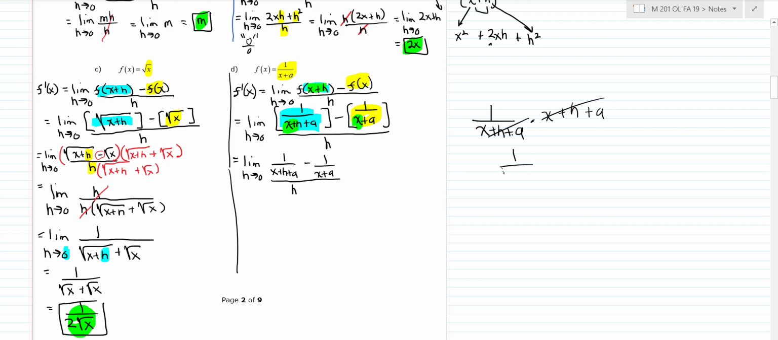And then you have 1 over x plus a. If you want it to go away, you multiply by x plus a. Now, x plus h plus a and x plus a are totally different things. So the only way that we can get rid of both of these at the same time is to multiply by x plus h plus a to get rid of that thing, and then also multiply by x plus a to get rid of that thing.